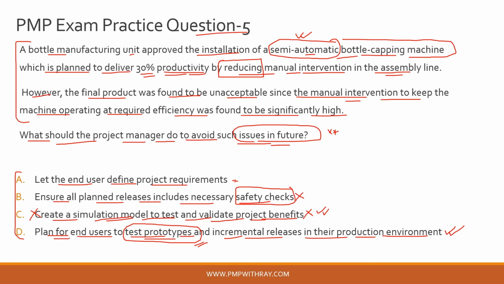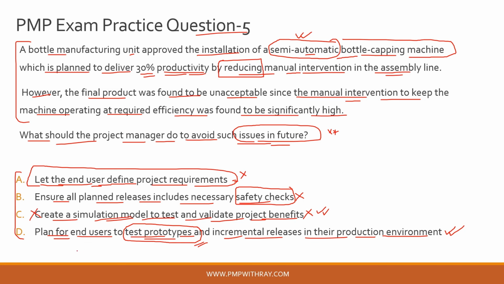So let's hold this for now and let's go back to option A. Let the end user define project requirements. Now you are saying that let the 10 employees who are working with the bottle capping machine at the end of line define the project requirements. Now that's quite broad, right? How will they know what will be the required efficiency? How will they know what will be the cost and the payback period of the machine? How will they know what will be the safety standards of the machine? They might be company employees, they might be contractors, you don't know, right? So that is why option A is very broad, and that is why this is not a correct option.